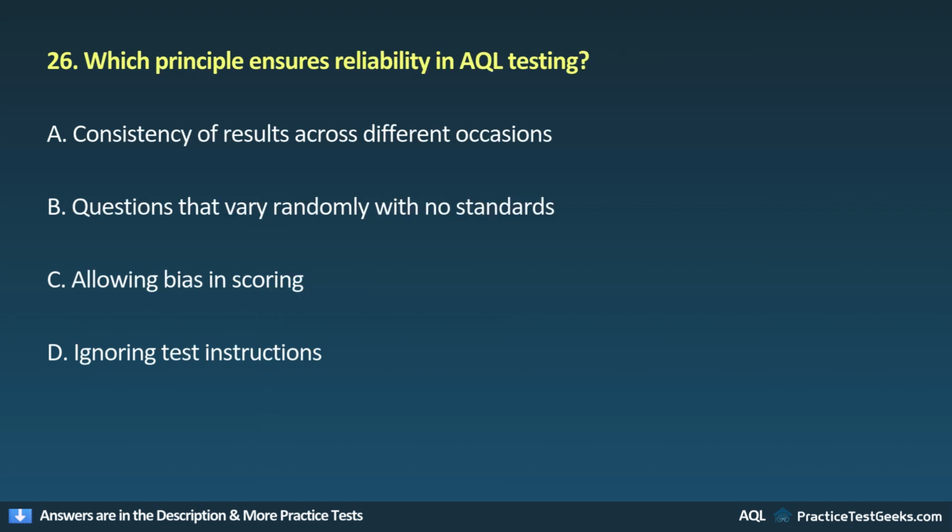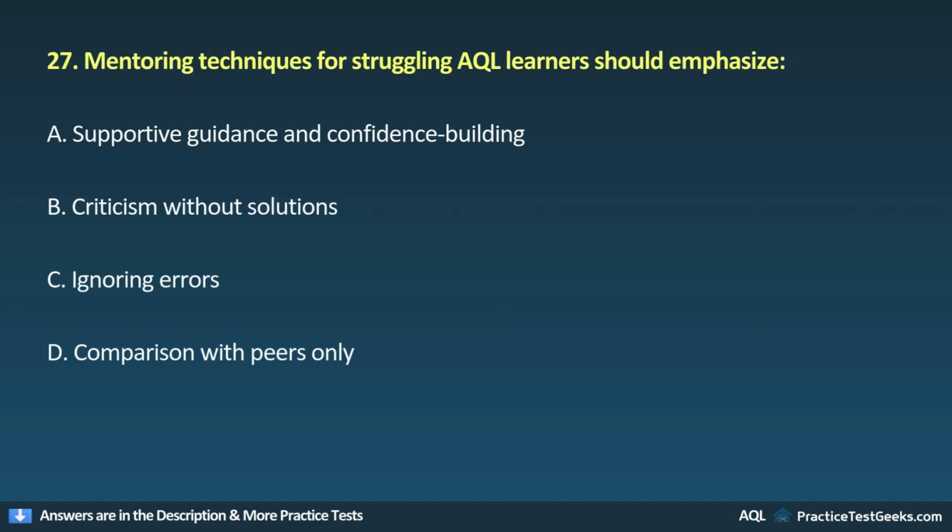26. Which principle ensures reliability in AQL testing? A. Consistency of results across different occasions. B. Questions that vary randomly with no standards. C. Allowing bias in scoring. D. Ignoring test instructions.